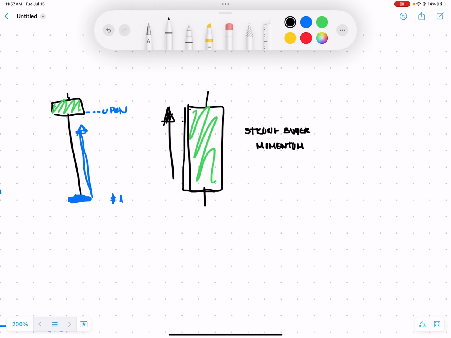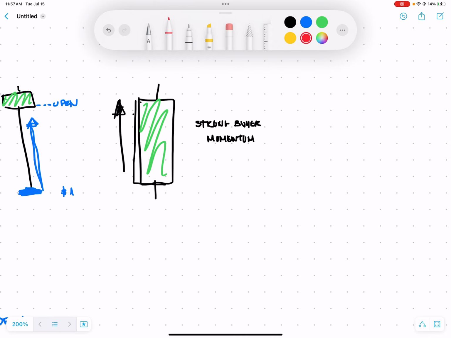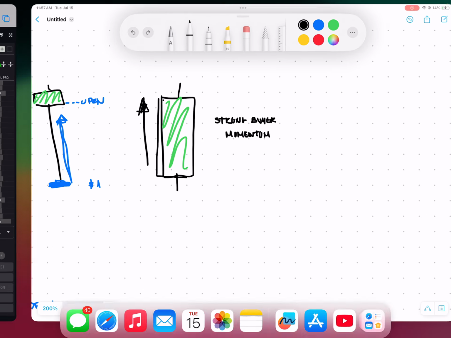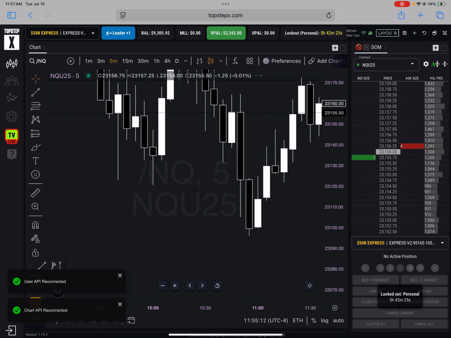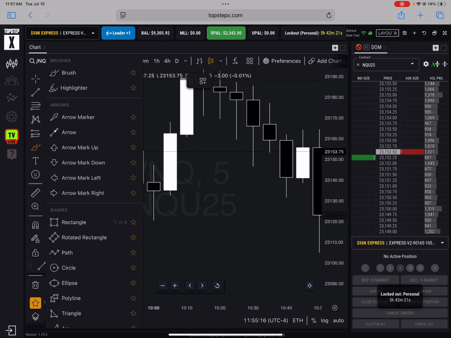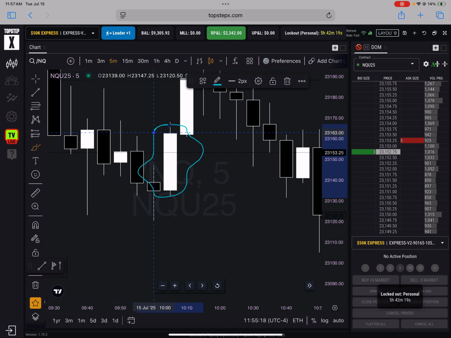And whenever you see the opposite, a candlestick going down, in which case it would be green, there's strong seller momentum. Okay, now let me give you an example of that. Here, if I go on the chart, you can see this candlestick. Let me draw the brush. This candlestick right here, it is buyer momentum.